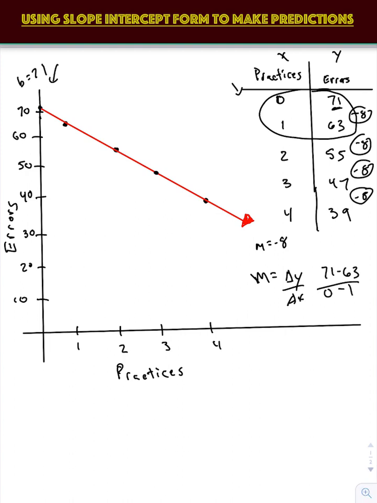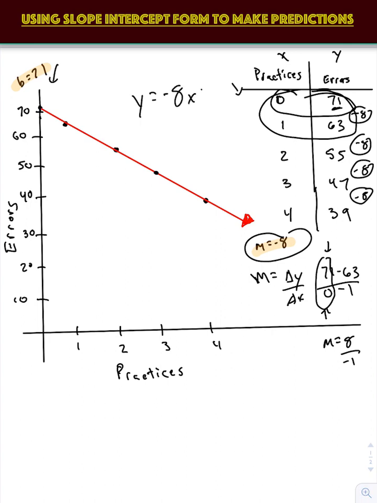Make sure, the biggest thing when finding slope is that if I start with this coordinate, I start with it both times. In other words, 71 comes first and then 0 comes first. If not, I'm going to flip. I also can know that this line is negative, so my slope should output as a -8. So we have 71 minus 63 is 8 over 0 minus 1 is -1. The slope is 8 over -1, or again, it's -8. So I know that my slope is -8, and I know that my y-intercept is 71. The equation for this line is y equals -8x plus 71.